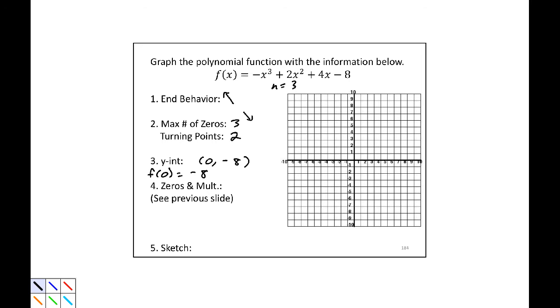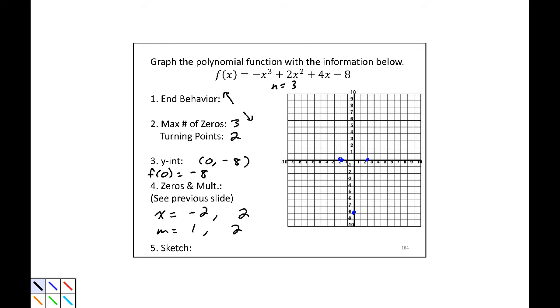Now the zeros and their multiplicities, we've already found this in a previous slide. Our zeros are negative 2 and positive 2, and we're only looking for real zeros. All right, and our multiplicities are 1 and 2 respectively. So plotting those, we have negative 2, positive 2. Those are all of our x-intercepts. And our y-intercept of (0, -8).